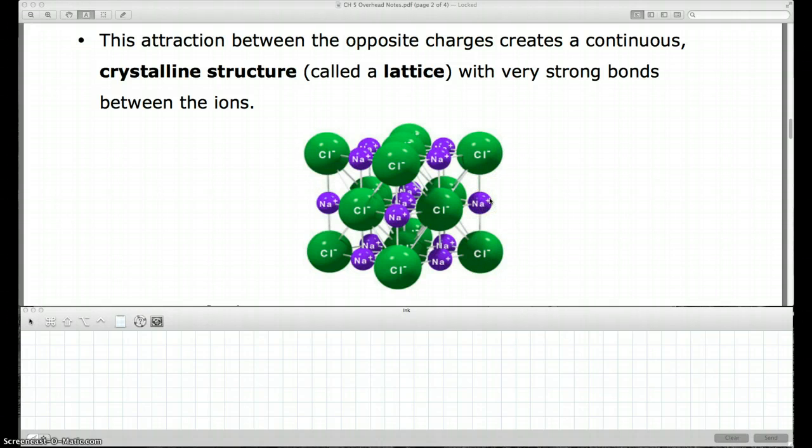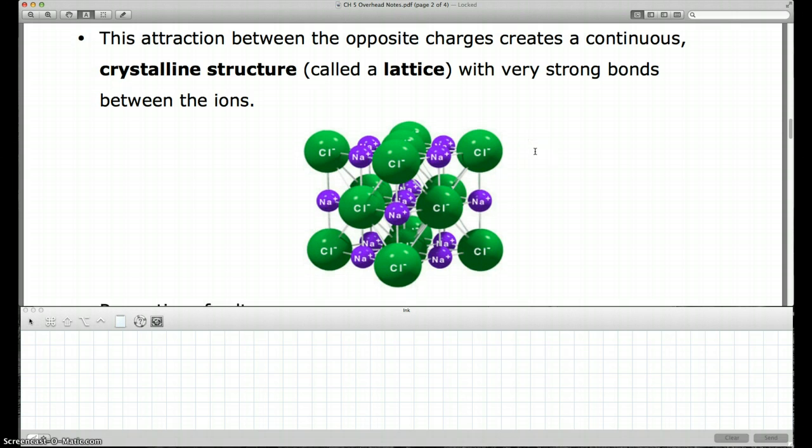And this repeats over and over, billions and billions of times, just to form a tiny little salt crystal. So one of those tiny little crystals that goes out of the salt shaker and into your popcorn has this pattern repeated billions and billions of times. And these are very strong bonds.